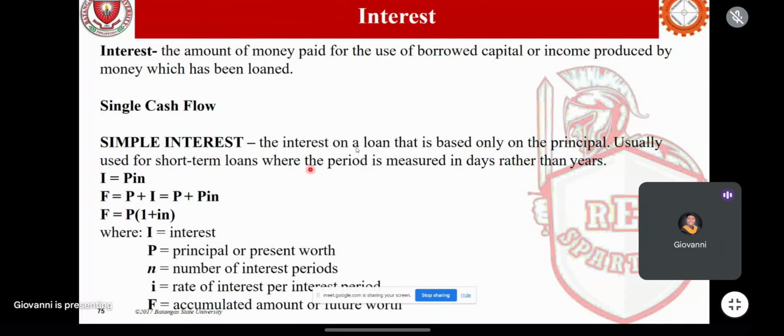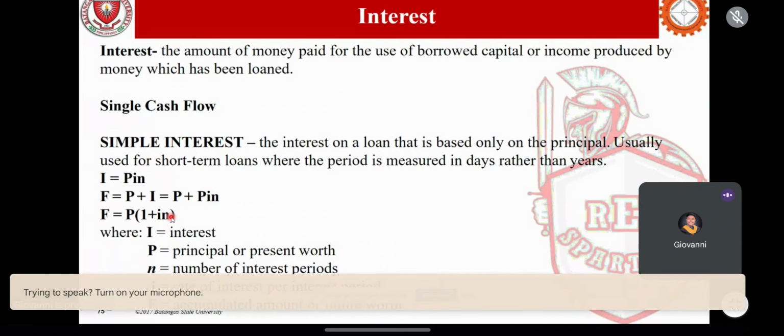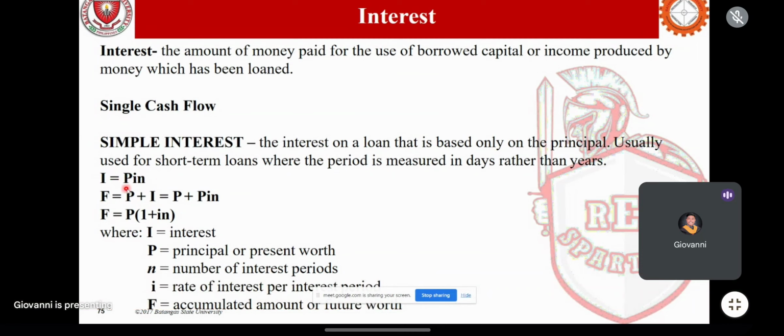So ang formula natin, so please remember this, ang formula natin is I equals PIN, F equals P plus PIN or P plus I, then F equals P times (1 plus IN). So ito ang pinaka-main formula na kailangan nyo tandaan. Ito, I equals PIN and F equals P times (1 plus IN), kasi yan yung commonly natin na gagamitin for computation. Wherein I is the interest, P is the principal or the present worth, N is the number of interest periods, i is the rate of interest per interest period, and F is the accumulated amount or the future worth.